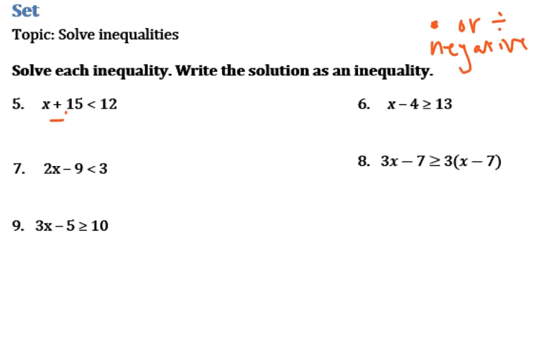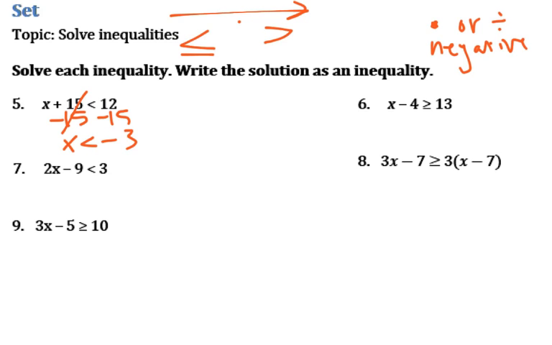So x plus 15, we're just going to subtract 15 from both sides. That gives us x is less than 12 minus 15, negative 3. And remember, you read inequalities left to right. So when it's pointing that way, whether it's equal to or not, that would be less than or equal to. We'd read this way, when it's open to the left, as greater than or greater than and equal to.